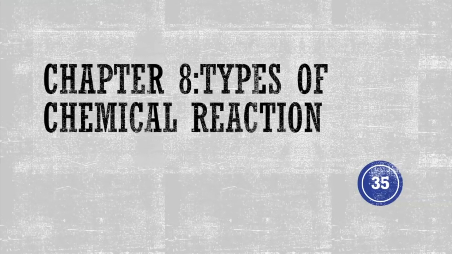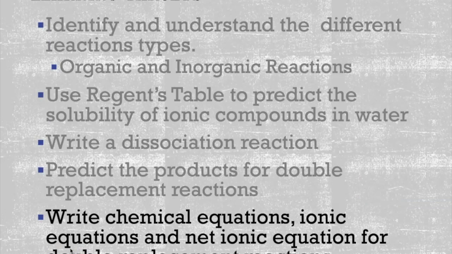Good morning, everyone. So we're going to continue our journey into Chapter 8, looking at types of chemical reactions. Previously we identified different types of reactions. We learned how to predict solubility and write dissociation equations. So in this latter part of the chapter, we're going to look at writing net ionic equations for double replacement reactions.